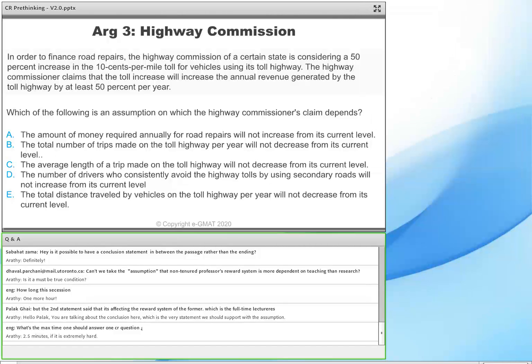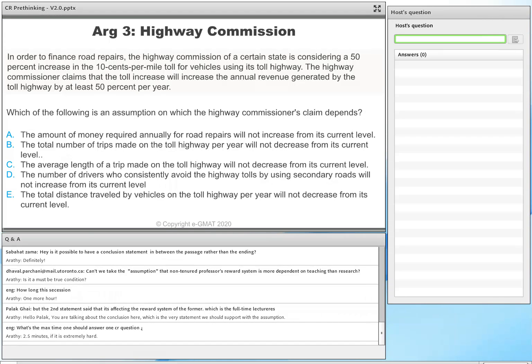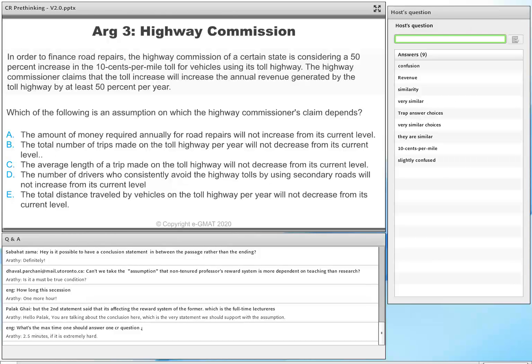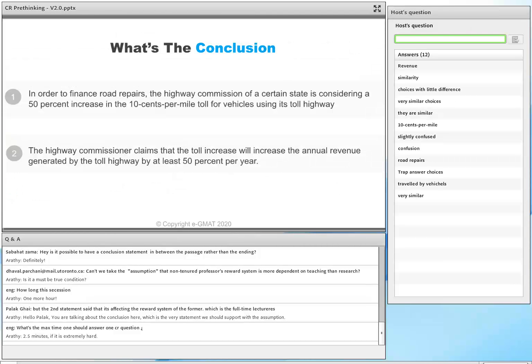When you were looking at the answer choices, what was the first thing that struck you? What was the first thing? Okay, they were slightly confused. There was a lot of similarity. They seemed to be attacking the same piece over there. Okay, so let's see how we go about doing this.